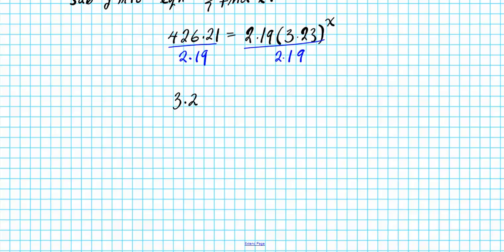So 3.23 raised to the x power is equal to 426.21 over 2.19. When we divided this, the 2 canceled out, and I just reversed my equation in this order. I need to power down x. How do I do that? Well, you can use the logarithm. Just take the logarithm of both sides, and then you can power that down.